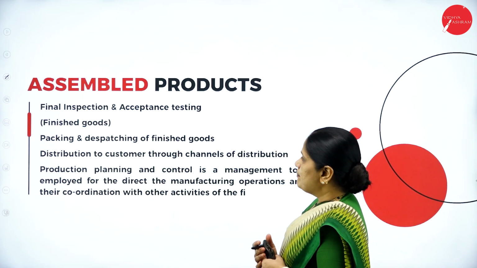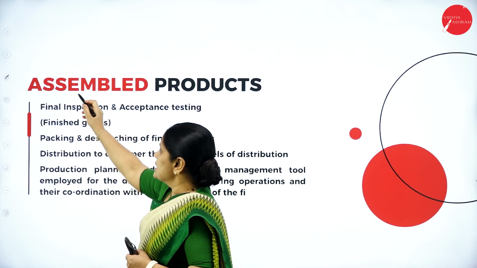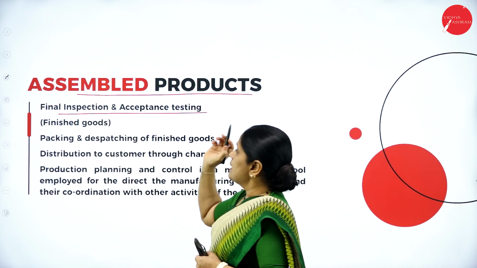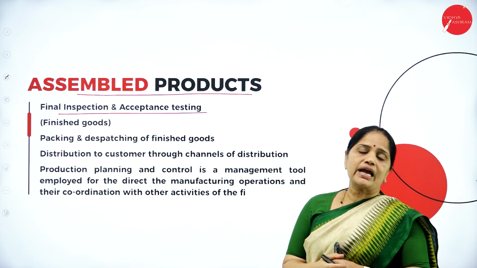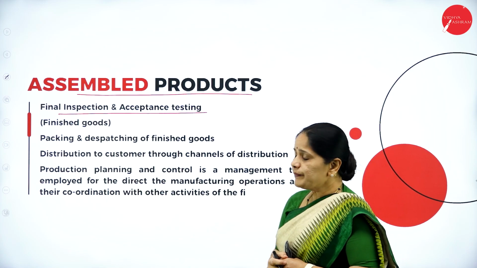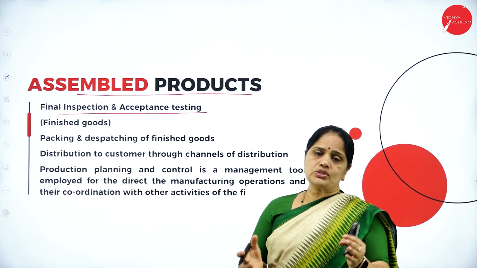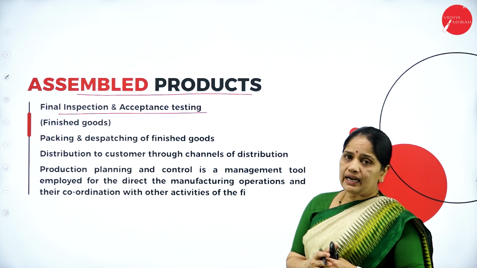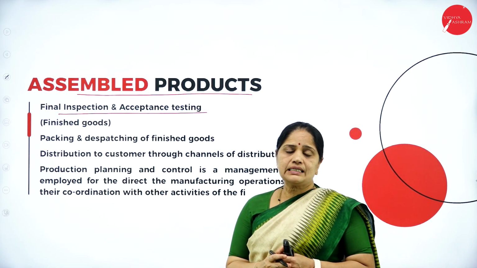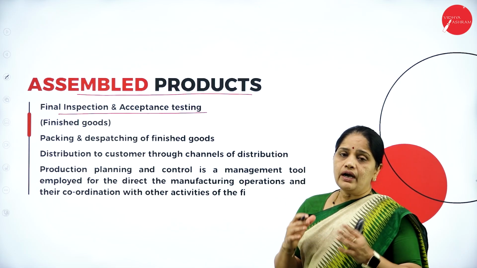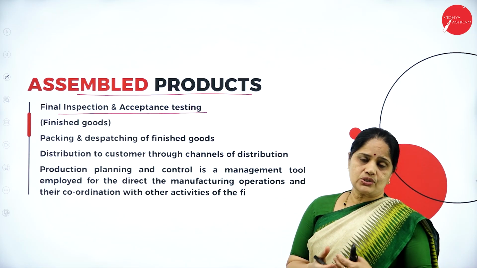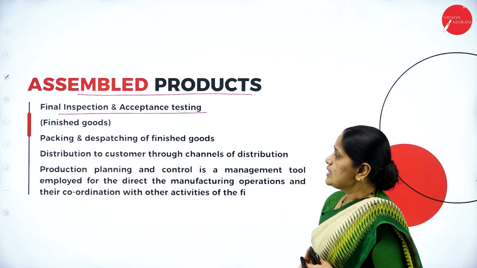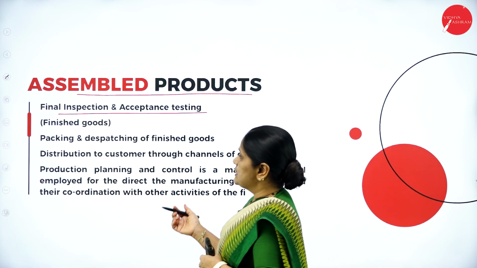Then the assembled products, the final inspection and acceptance testing. So what is this final inspection and acceptance testing? Once the products are produced, you have to go in for the final inspection of the product, and check whether this product has whatever has been promised to the customer. So it has all those qualities which have been promised. So final inspection and acceptance testing.